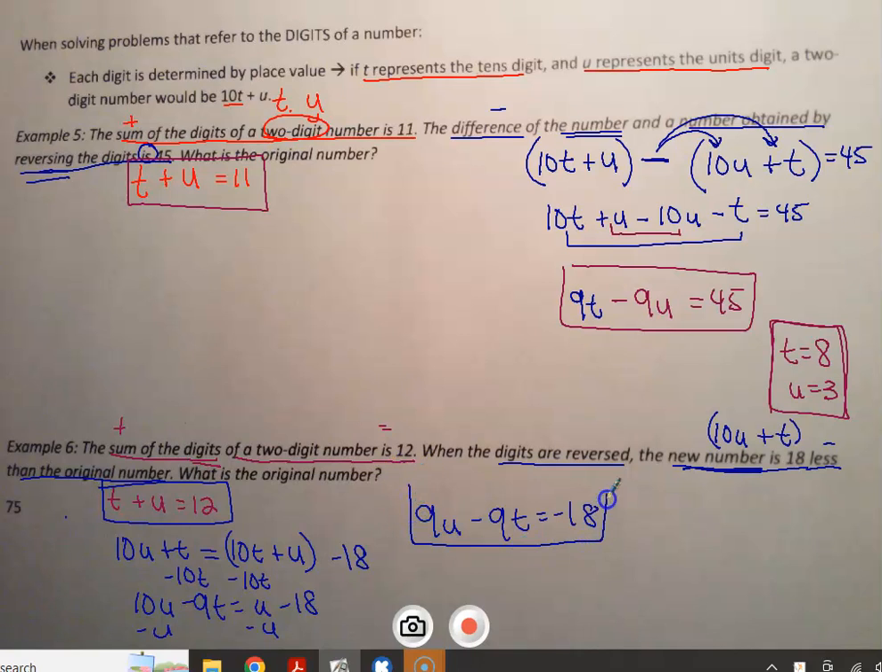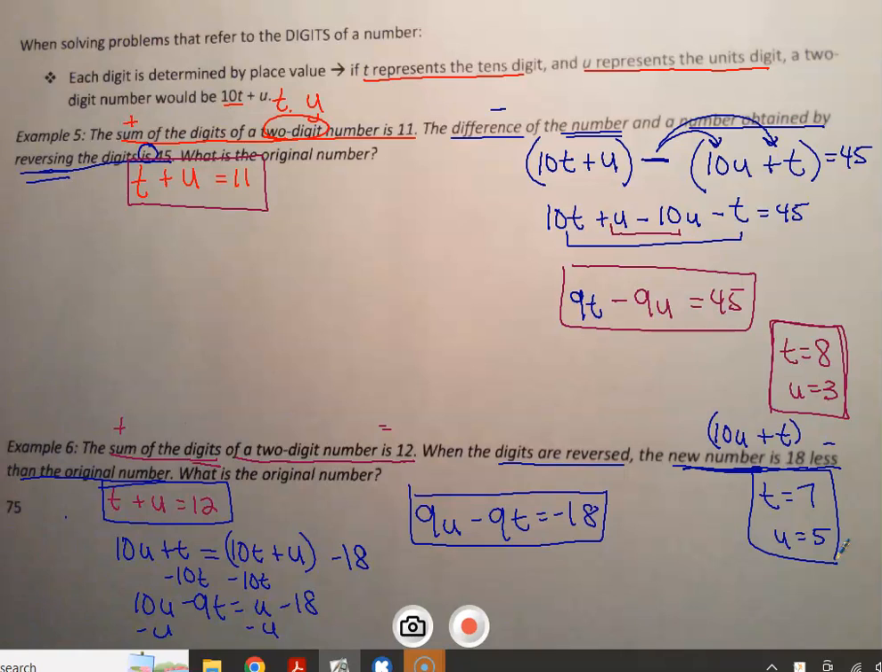Your other equation is a little more simplified. So you can use, again, substitution, because you have a t and a u that you could isolate, or you could use elimination, multiply them by 9, and eliminate one and solve. Doesn't matter which one you choose to do, but you should get, when you check your work, t equals 7 and u equals 5 to give you the number of 75. Okay, so hopefully that helps you work through some of these problems.